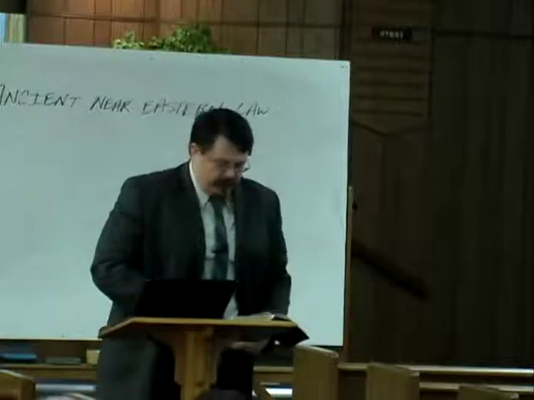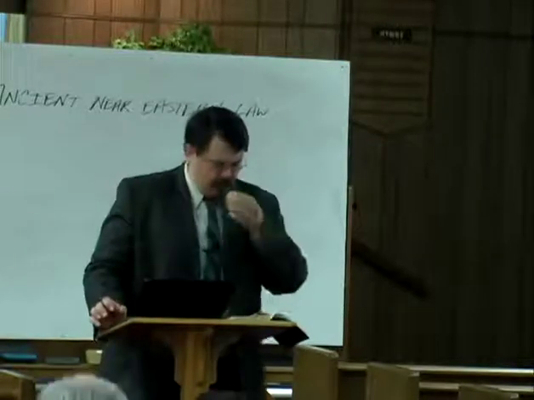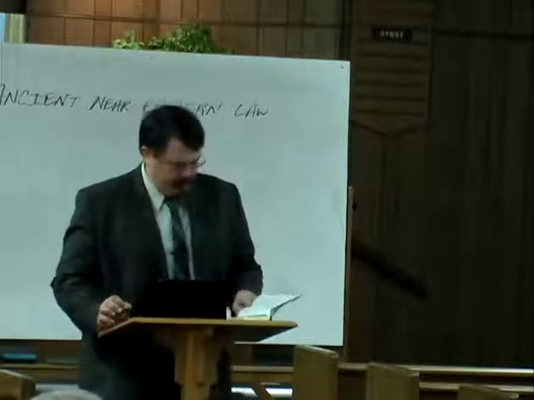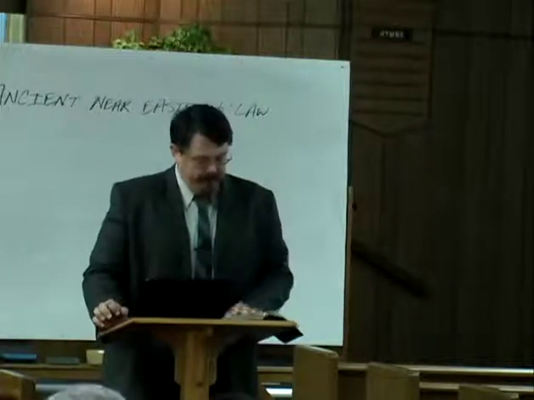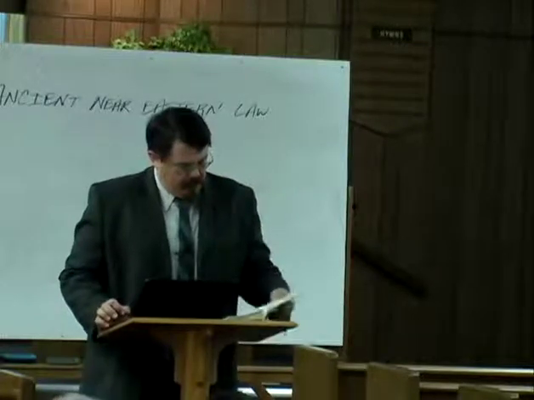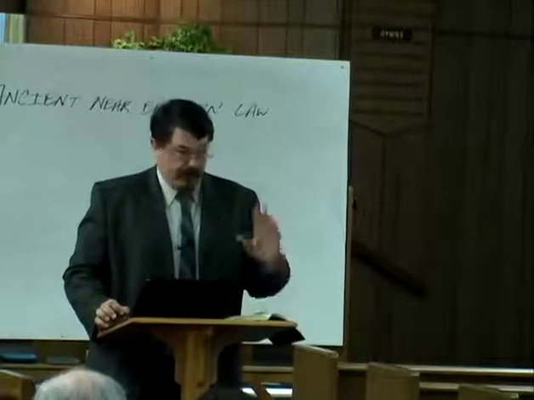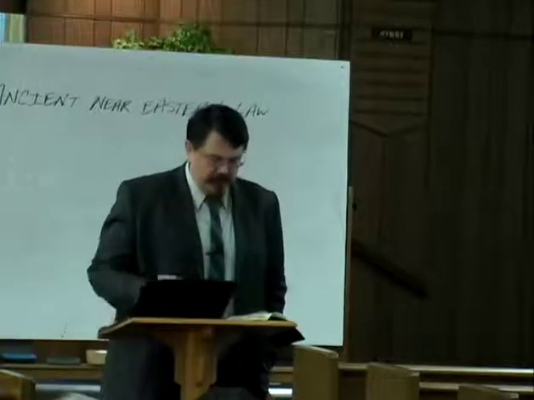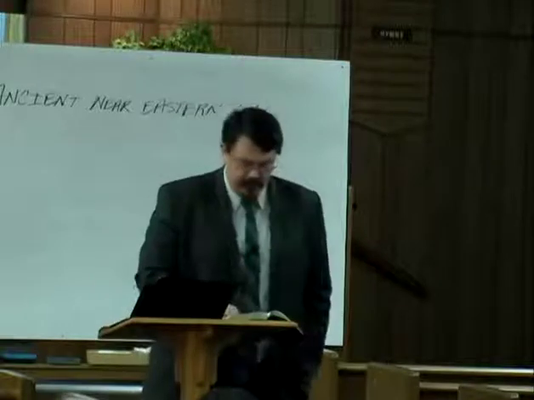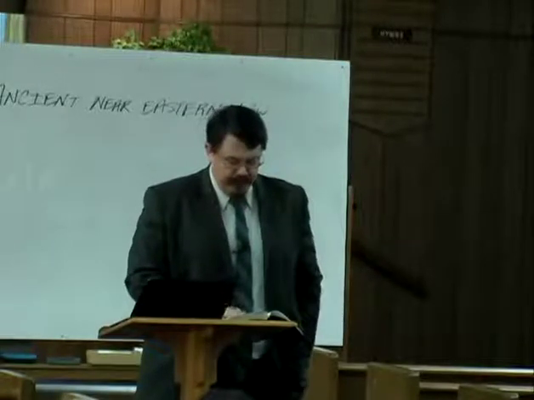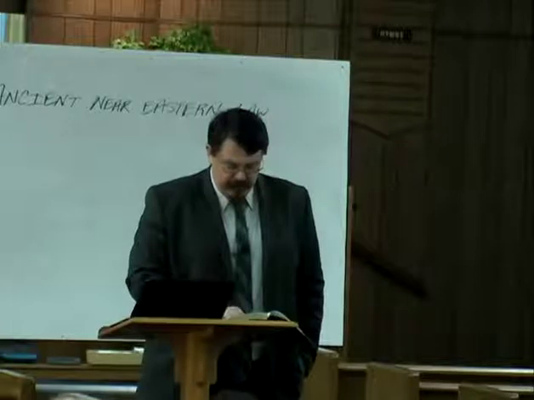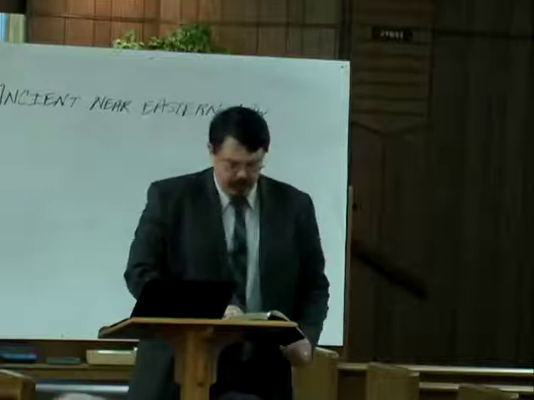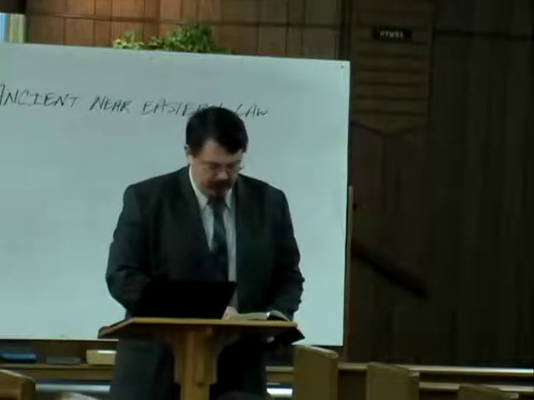All right, Numbers chapter 27. And this is going to touch on some inheritance questions that we have talked about in other contexts. So a big chunk of the law has already been given by this point. Then drew near the daughters of Zelophehad, the son of Hepher, son of Gilead, son of Machir, son of Manasseh, from the clans of Manasseh, the son of Joseph. The names of his daughters were Mahlah, Noah, Hoglah, Milcah, and Tirzah.